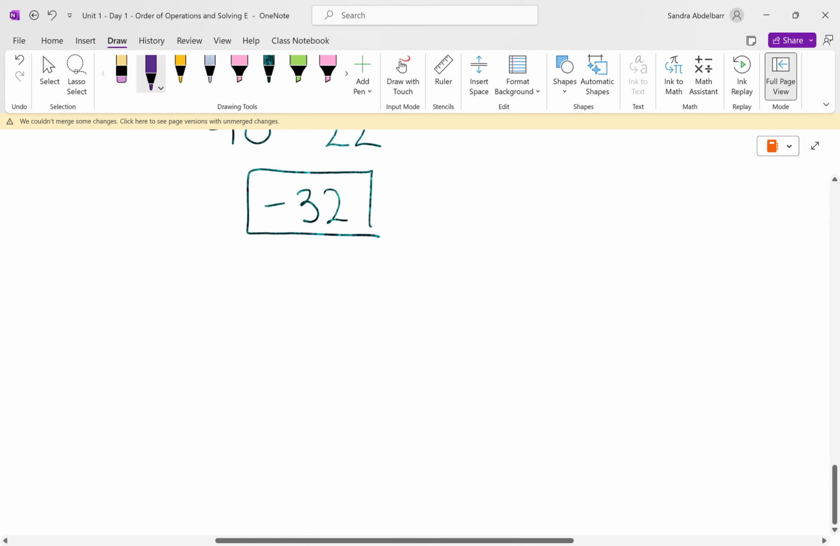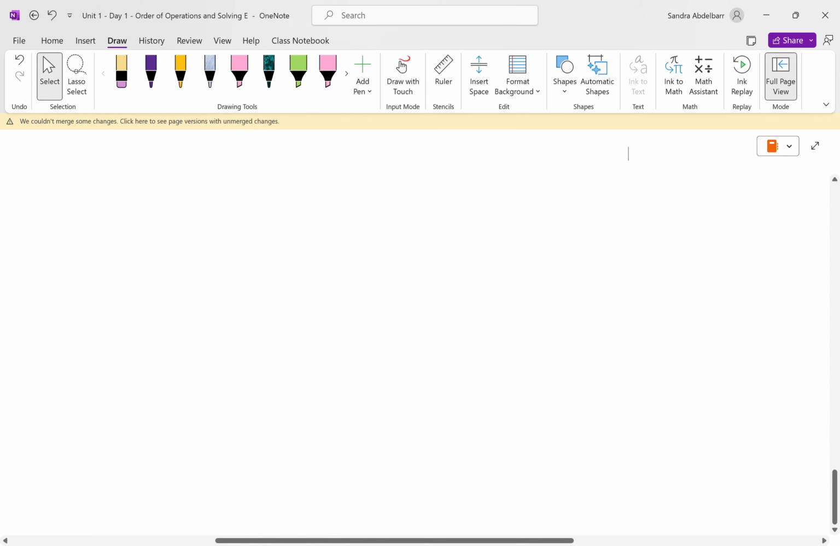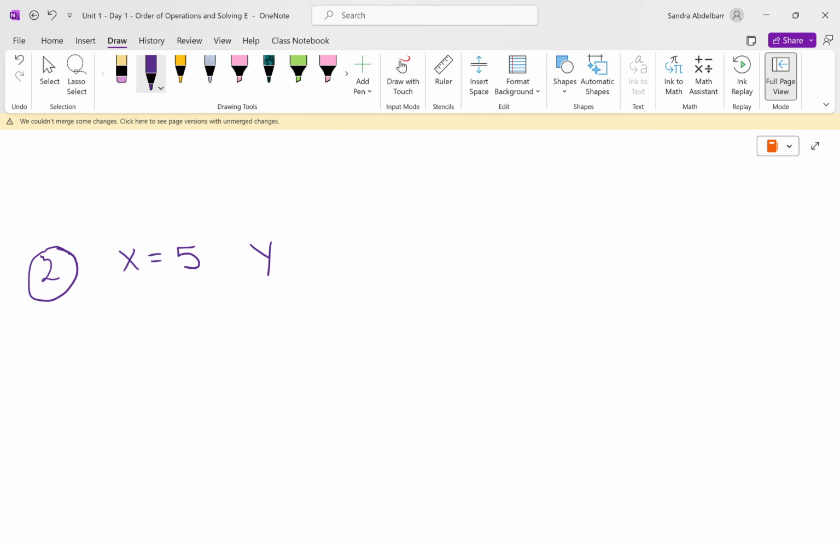All right, you ready to try one of these? All right, so this time I'm going to tell you x is equal to 5, y is equal to 2, z is equal to -7.